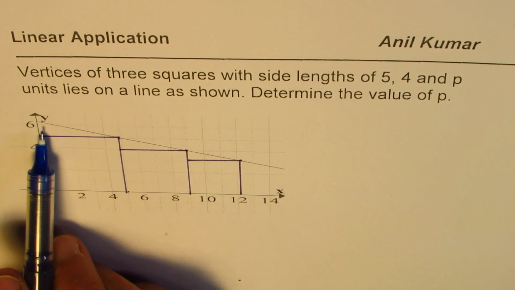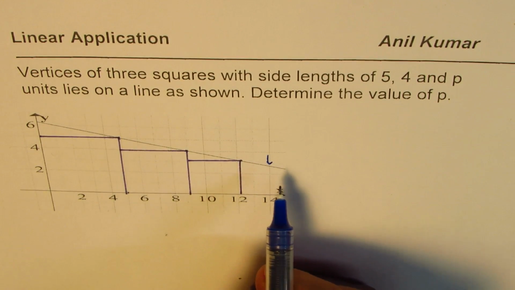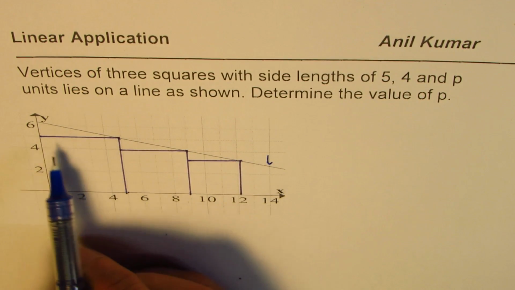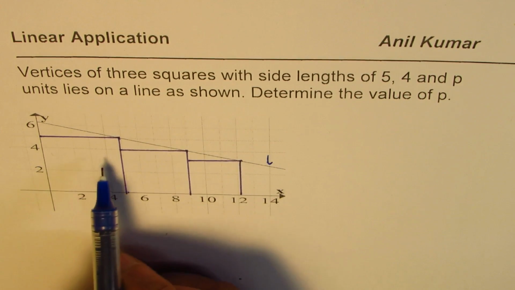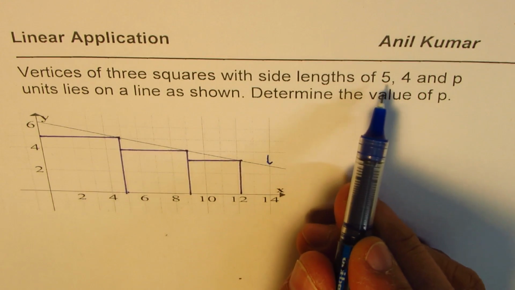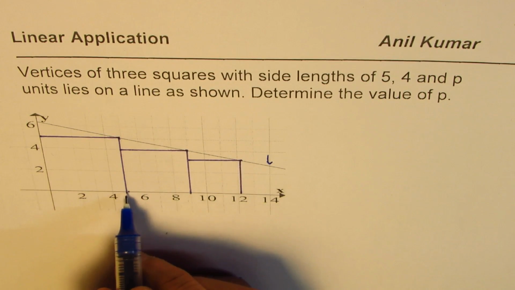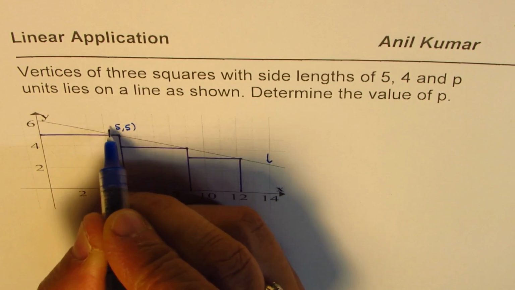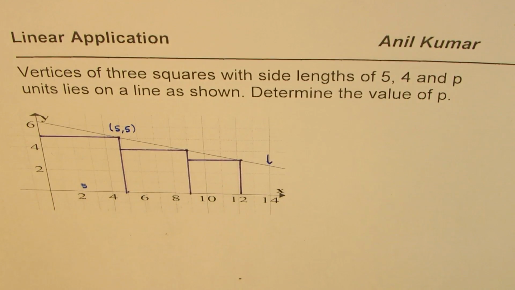So here we have a line which you can see like this. That's the line. Let's call this line L. And on this line there are three coordinate points. These are such that you can make a square with two of its sides on the coordinate axis. For the first one, which is a big square with side lengths of 5 units, the x-intercept for this square will be at 5 and this point will be (5, 5), correct? This is a square with side lengths of 5.